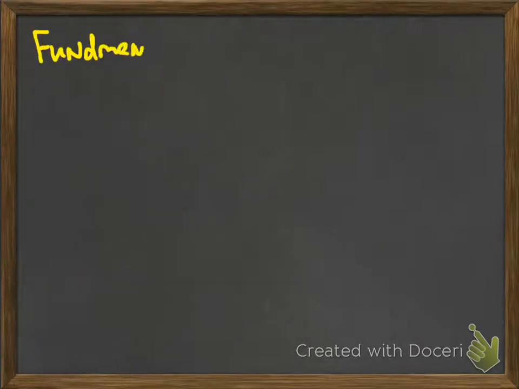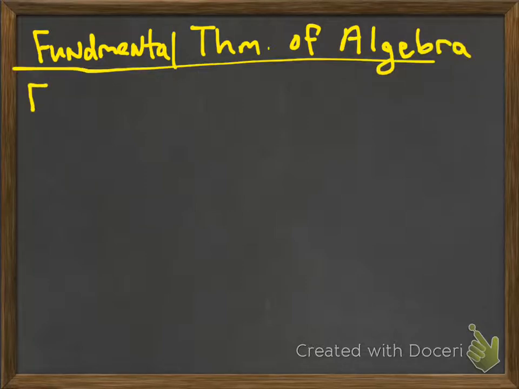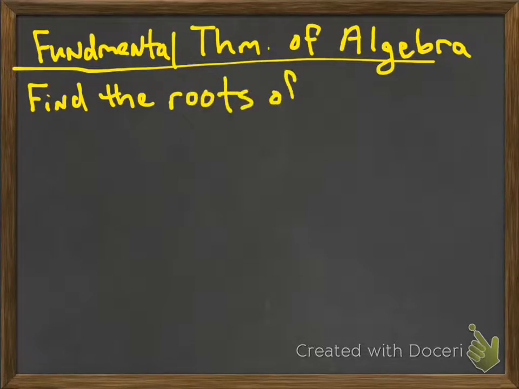Alright, so now we're to the fundamental theorem of algebra. The fundamental theorem of algebra allows us to determine the number of roots. Basically, it's just saying what I've been saying before. The degree of the exponent of the polynomial should be the number of solutions you have for the equation when you set it equal to 0. Okay, that's basically all it says.